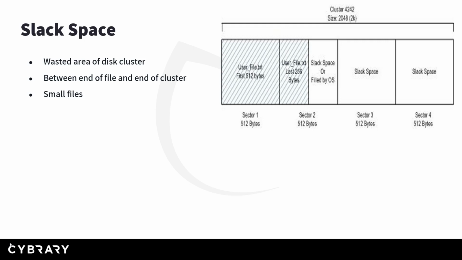Slack space, so basically, as the name implies, it's a wasted area. So think of that slacker person, right? They're kind of a waste of a human body. They don't really do anything. They sit on the couch all day, that sort of stuff. So similar thing here in that it's a wasted area of the disk cluster. So basically, if we're using small files, from the end of that file to the end of the cluster, that's going to be the slack space, right? That's that wasted space.